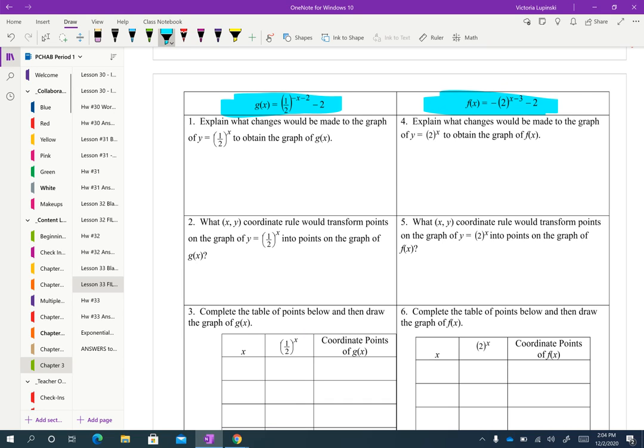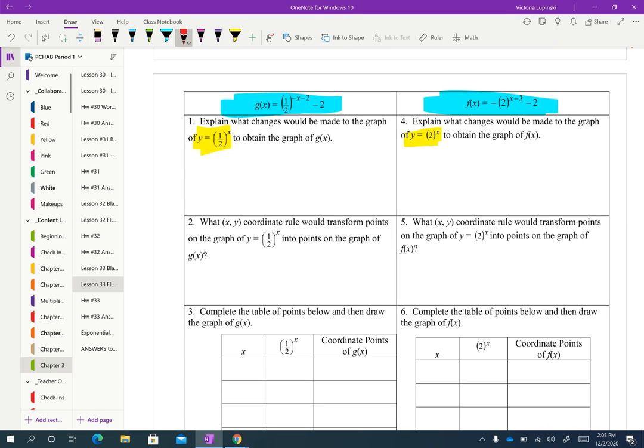So if you're looking at number 1 here, g of x is 1/2 to the -x minus 2, and then -2. Explain what the changes would be if you had started with the parent function, which is 1/2 to the x, compared to on the right side, where the parent function would be 2 to the x. Again, there are infinitely many parent functions for exponentials. It's whatever the base is to the x. So what are all the things that are happening here in number 1?